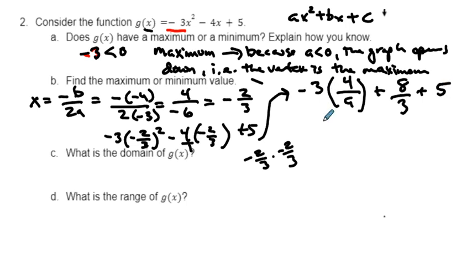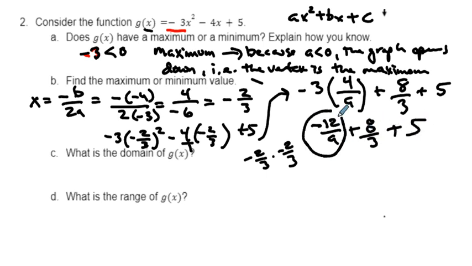So now let's simplify this a little bit more. We get negative 12/9 plus 8/3 plus 5. Well, I can simplify 12/9 to thirds by dividing them both by 3. So I'm going to get negative 4/3 plus 8/3 plus 5.